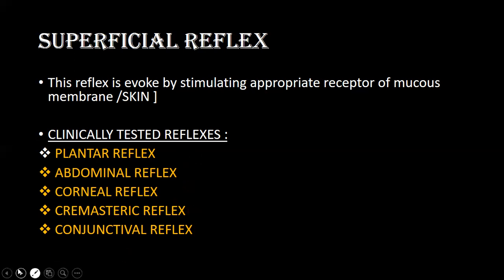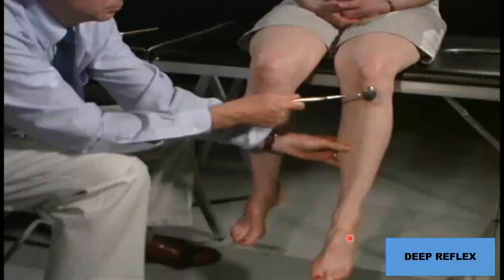Now, moving forward, we have the deep reflex. What are deep reflexes? Deep reflexes are those reflexes that are present in our tendons. You can see that the doctor is hammering over this. It is basically present in our knee jerk, at the ankle, or biceps, triceps. So these are the deep reflexes.